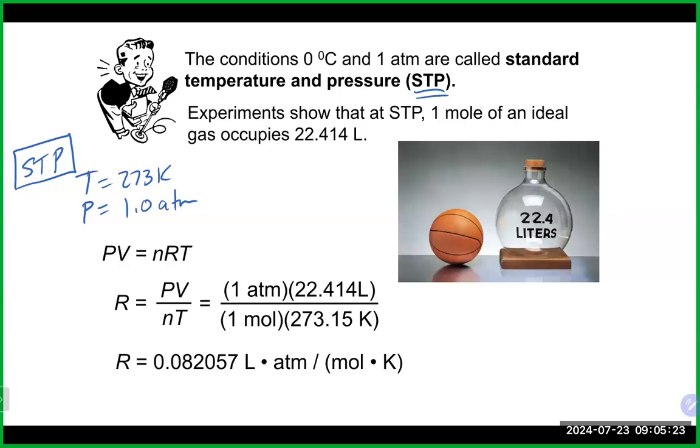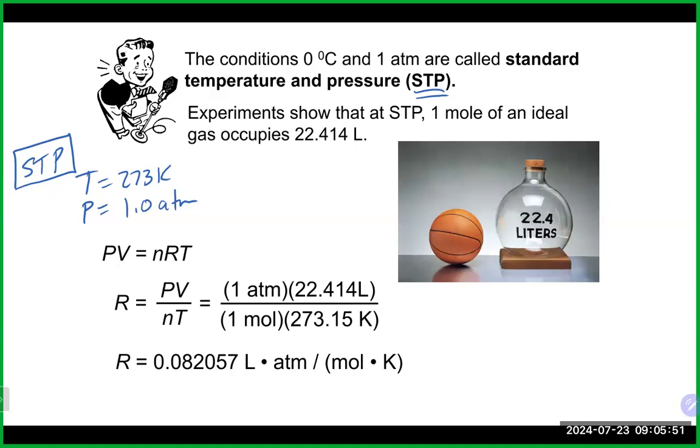STP is at 273. It would be 0. Yeah. Other questions? Yeah. So normal everyday conditions are sometimes referred to as standard conditions. 25 degrees is kind of like normal everyday conditions. But in terms of gases, standard temperature and pressure is temperature at 273.